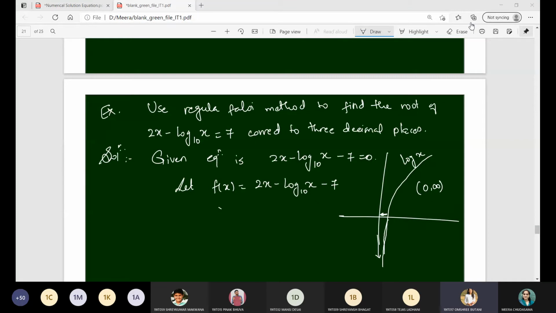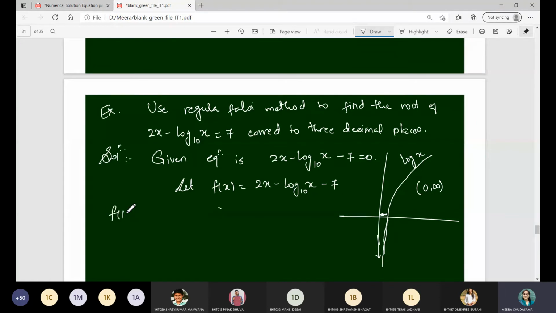Ma'am, 3 to 4. 3 to 4, that is the correct one. 3 to 4 में root मिलेगा. Very good. x0 is 3, x1 is 4. Go ahead for the table. So जिन लोगों ने compute किया है उनके लिए मैं एक बार verify करवा लूँ.